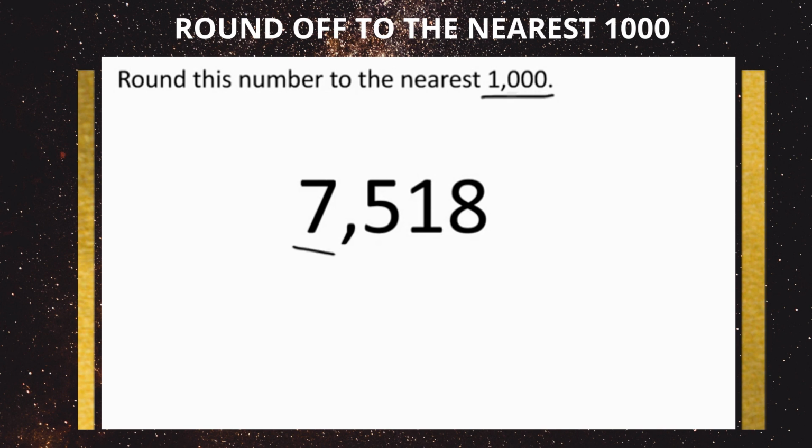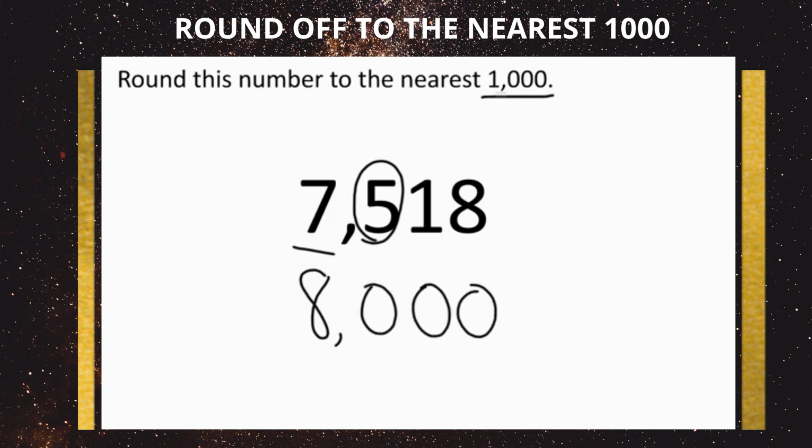So again, I underline the thousands place, and I circle the hundreds because it's going to help me decide if I round up or stay at the 7,000. The 5 is almost right in the middle of 7,000 and 8,000, but I do know that I'm going to round up with all 5s. 5s always round up. So the 7 becomes an 8,000, and I fill in the rest of the digits with a 0. So the nearest thousand to 7,518 is 8,000.